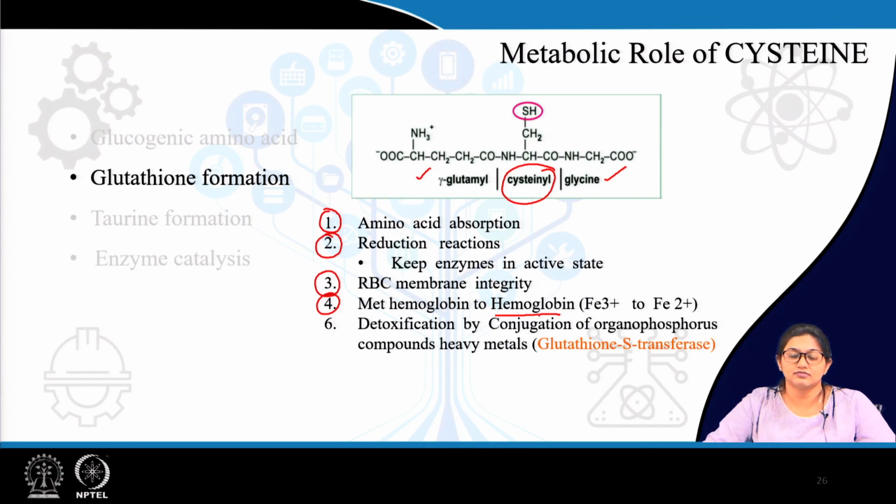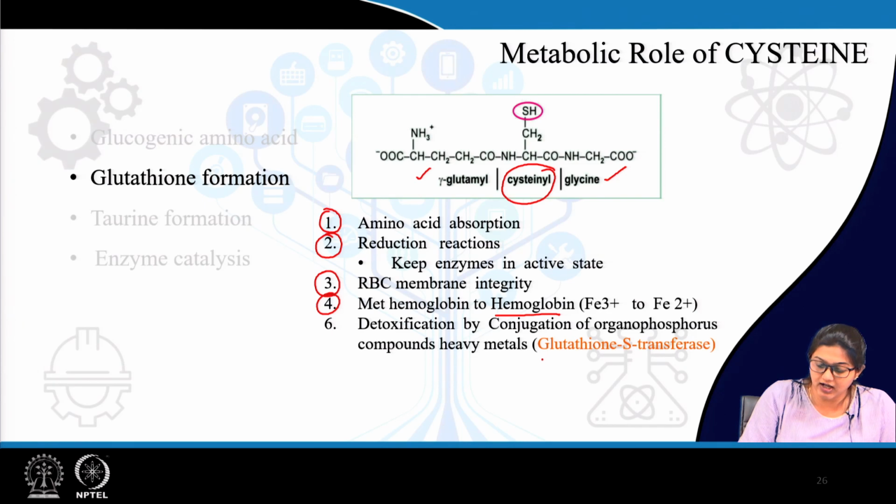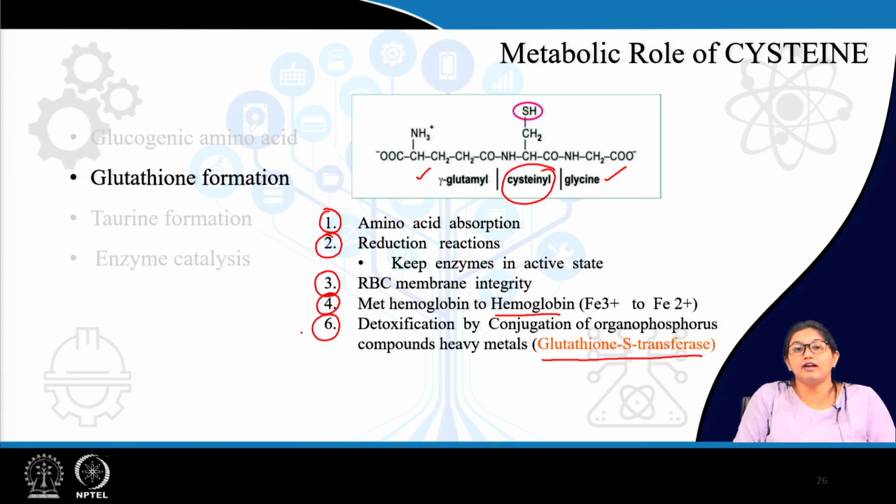methemoglobin. Then detoxification reaction, where glutathione is important for conjugation with the help of the enzyme glutathione S-transferase. So, via detoxification glutathione forms soluble products for clearing of these toxins from our body.